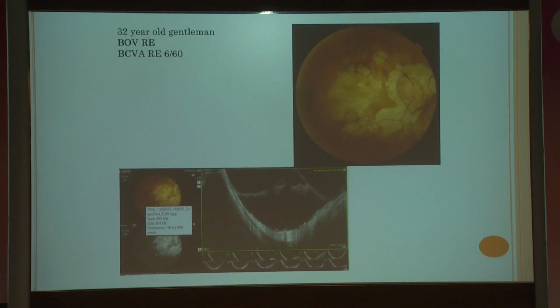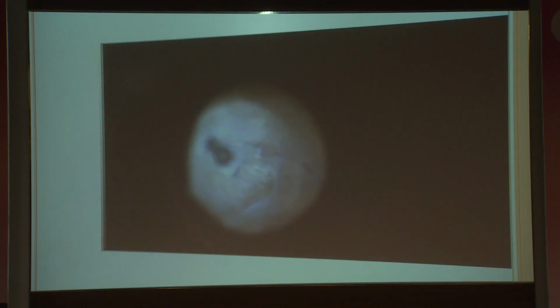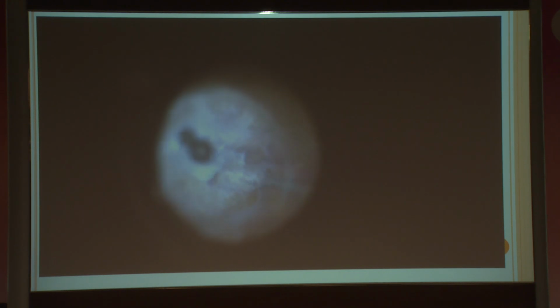There's another patient, a 32-year-old gentleman who came with blurring of vision of 6/60, and this is the OCT that shows an inner wall break with a foveoschisis. And in this too, I just did the hyaloid removal.